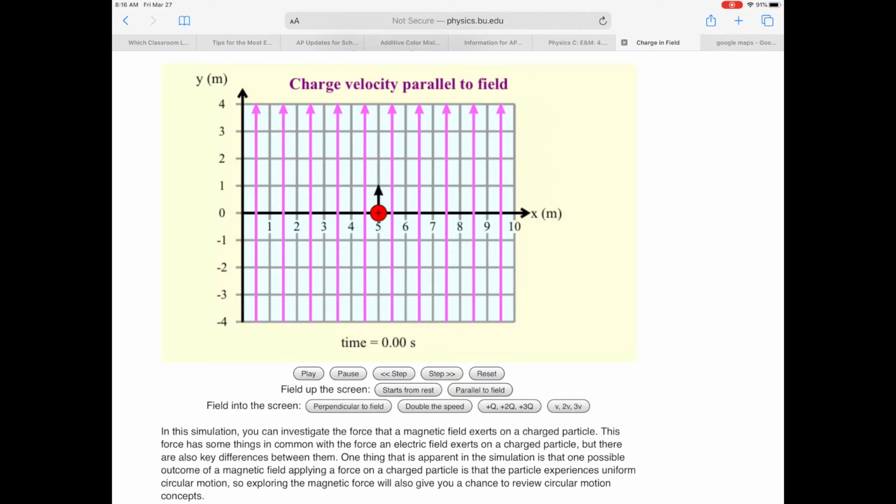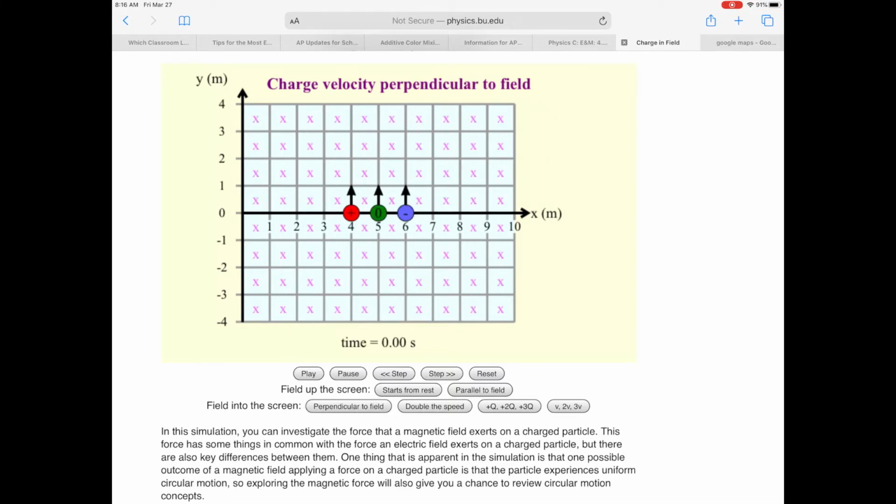Now we're going to move it perpendicular to the field. So notice we've changed our field direction. The field is now going into the page, or into the screen, and we have 3 different objects. If we play the simulation, the object with no charge goes uninterrupted, does not experience a force. The positive and the negative charge, though, do experience forces, but in a little bit different fashion.